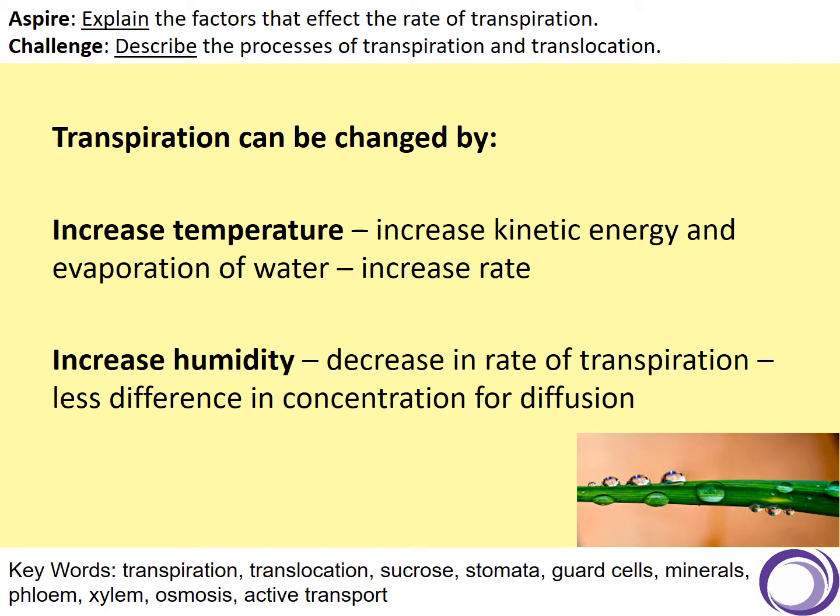So an increase in temperature will make transpiration happen faster, and that's because there's an increase in kinetic energy and evaporation from water. The evaporation from water then moves quicker, so therefore the water moves out of the leaf quicker. Transpiration moves quicker.